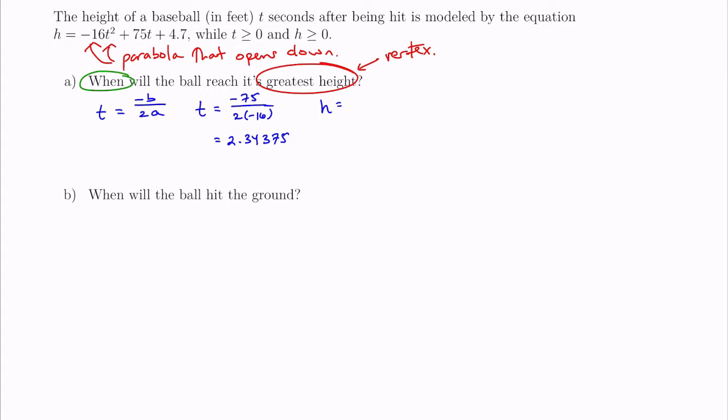Had we been asked when will the ball reach its greatest height and what will that height be, then we would actually have to calculate what h is. But since this question is only asking when, I do not need to know what the actual height is. So because of that, I won't find the height. I will simply answer the question. When will the ball reach its greatest height? The ball will reach its greatest height 2.34375 seconds after being hit.